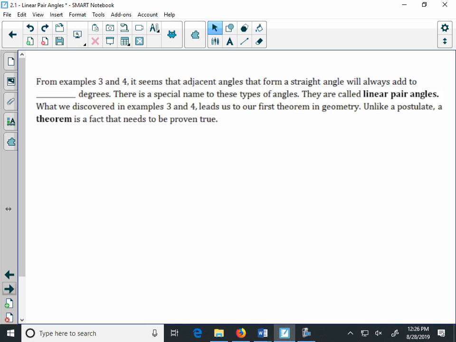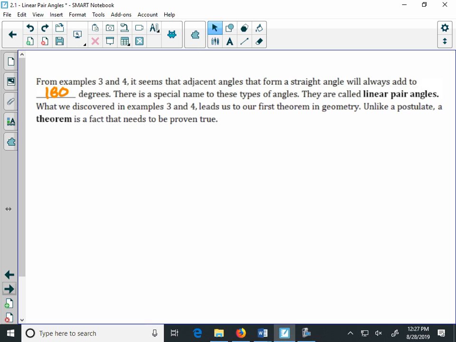So from examples 3 and 4, it seems that adjacent angles, so angles that are right next to each other, that form a straight angle will always add to what? 180. Okay. There is a special name for these types of angles. Adjacent angles, angles right next to each other, that form a straight angle, are what we call linear pair angles. They are a pair of angles that make a straight line, linear pair.